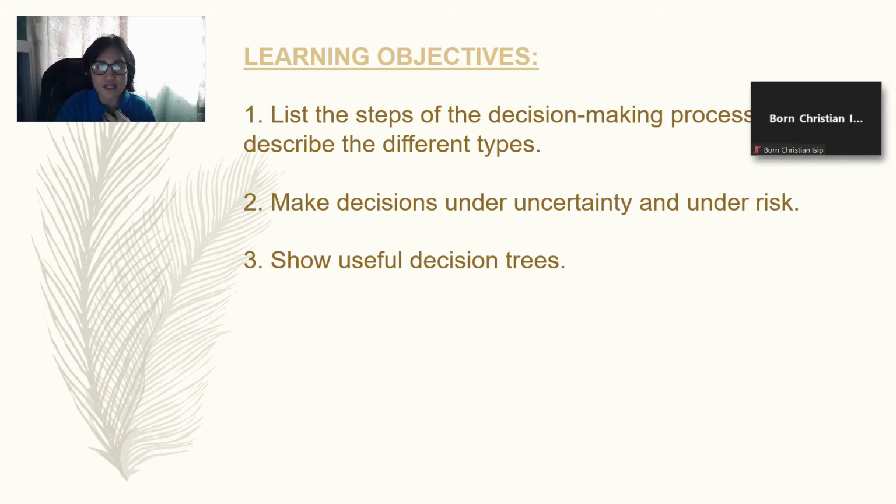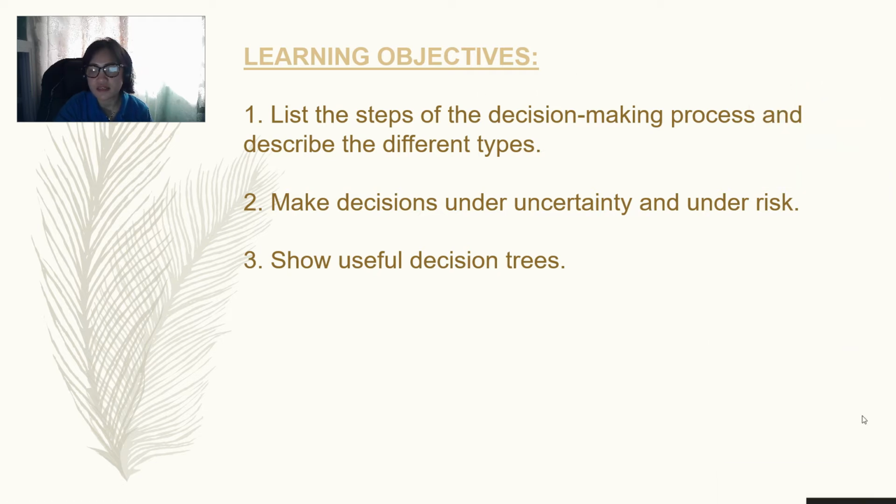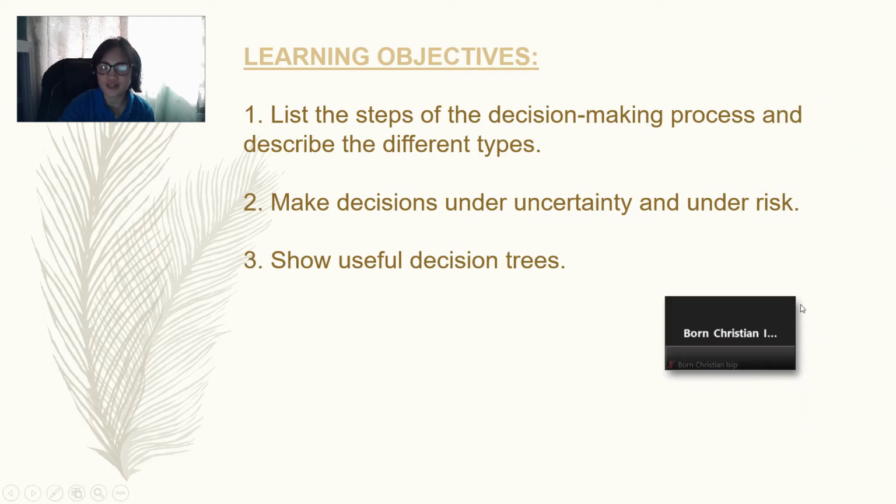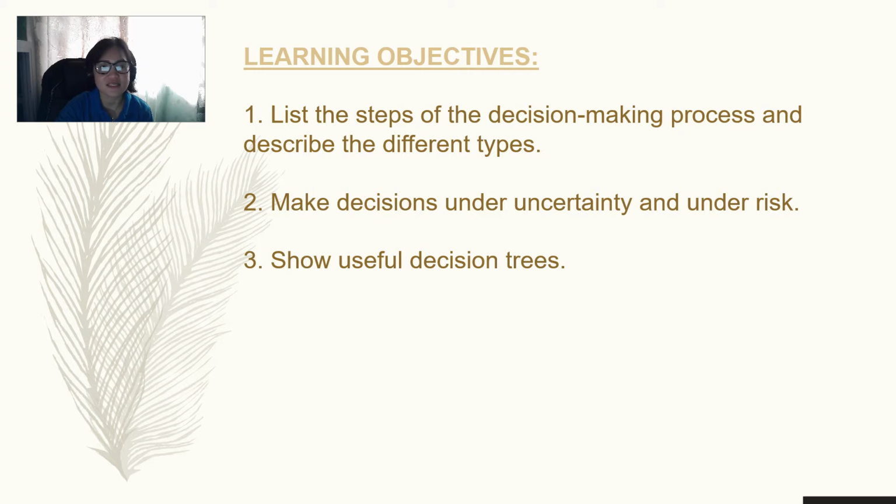Before doing that, these are the learning objectives, for us to hopefully understand and learn by the end of this discussion. We list the steps of the decision making processes and describe the different types, and we also make decisions under uncertainty and under risk.